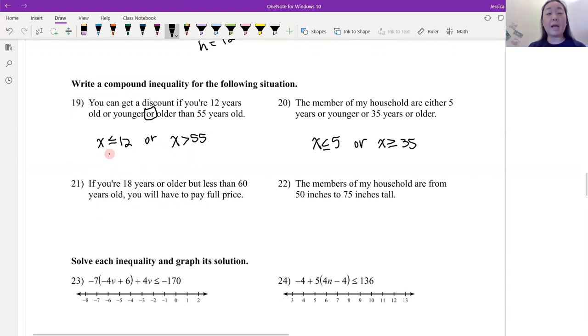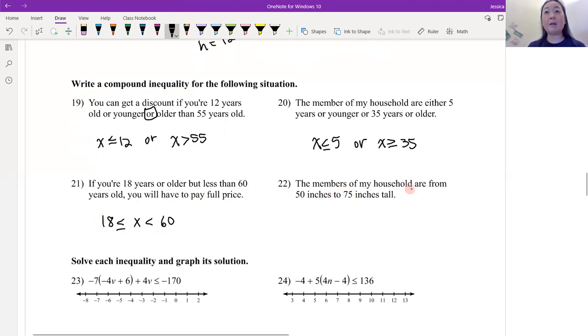Notice for this one, you had to either be in one group or the other. This is an in-between one, right? So you're going to be either 18, whatever you are, and then 60. The question is, can you be 18? Yes, because if you're 18 years or older, but less than 60. So this one is just less than. This is what that would look like: between 18 and 60.